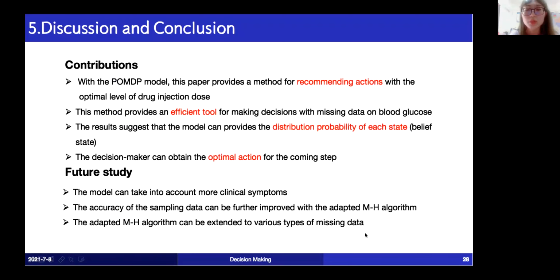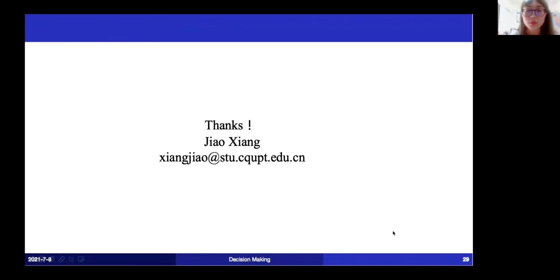The contributions of the study focus on 4 parts, such as providing a method for recommending actions with the optimal level of drug injection dose, an efficient tool for making decisions with missing data and blood glucose, and so on. However, there are also some limitations to be continued.